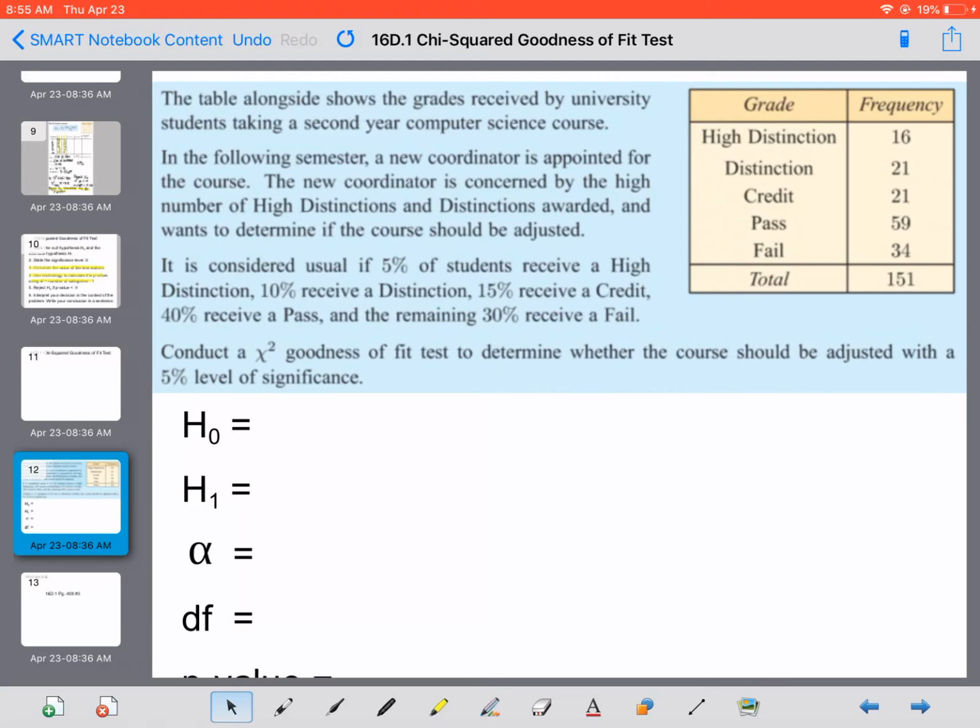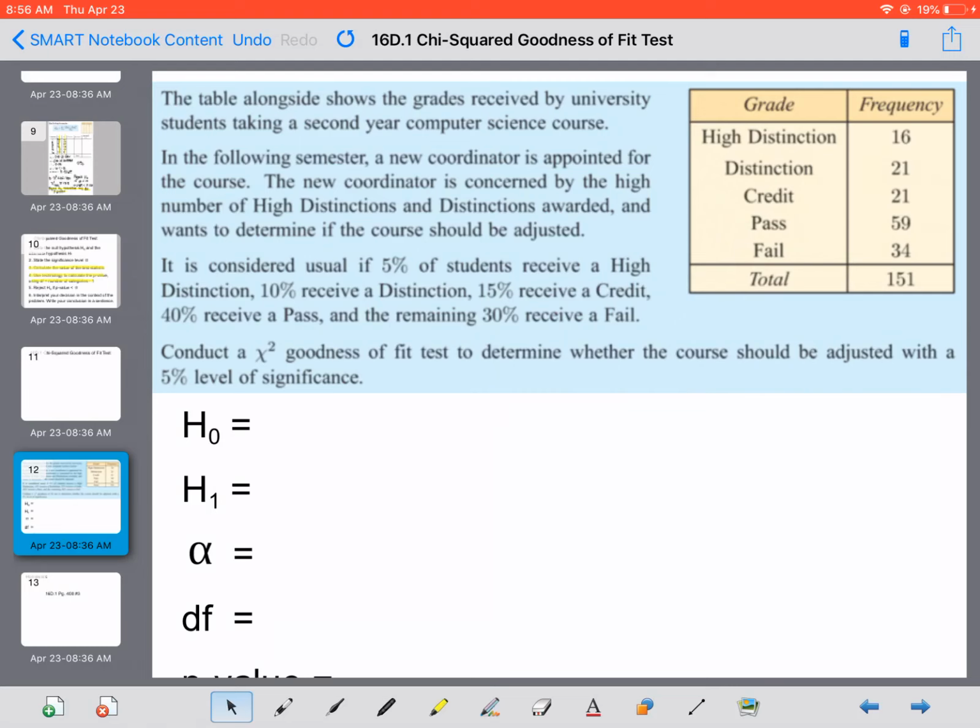Then it says that it is considered usual if 5% of the students receive high distinctions, 10% receive distinction, 15% receive a credit, 40% receive a pass, and the remaining 30% receive a fail. Okay, so we want to conduct a chi-square goodness of fit test to determine if this course should be adjusted with a significance level of 5%.